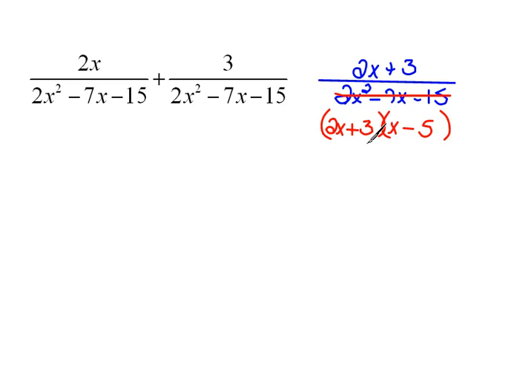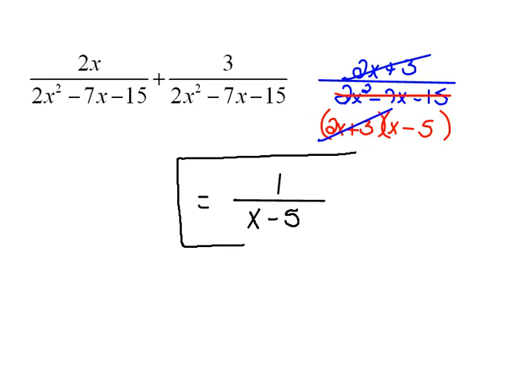But now that we have this fully factored, we can see that 2x plus 3 cancels on top and bottom. So our final answer would be, in the numerator, we only have a 1 left. Remember, even though it doesn't look like there's anything there, you always have a 1. And in the denominator, we have an x minus 5 left. So our answer to this problem would be 1 over x minus 5.